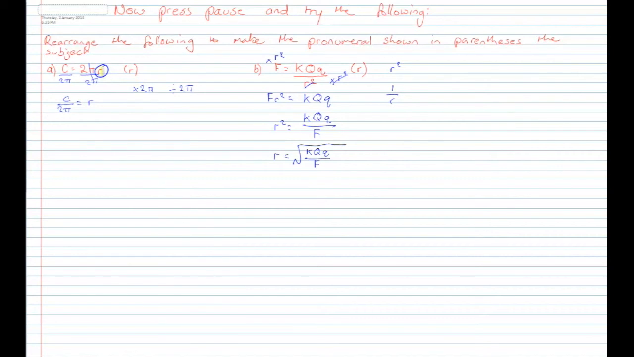Right, so for the first one, what's happening is the r has been multiplied by 2 pi, so all we need to do is simply divide both sides by 2 pi, and that gets us r on its own. For this one, because we've got r squared as a fraction, we need to multiply the r squared over to the other side in order to get rid of the fraction and make it look pretty. So we end up getting F r squared equals kQq. The next thing to do is divide both sides by F in order to get the F away from here. Once we've done that, we need to square root both sides, because to undo the square we do the square root.